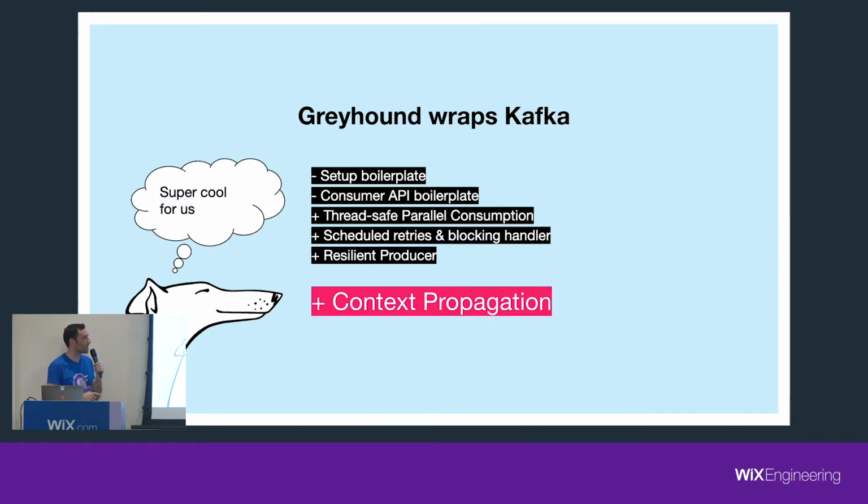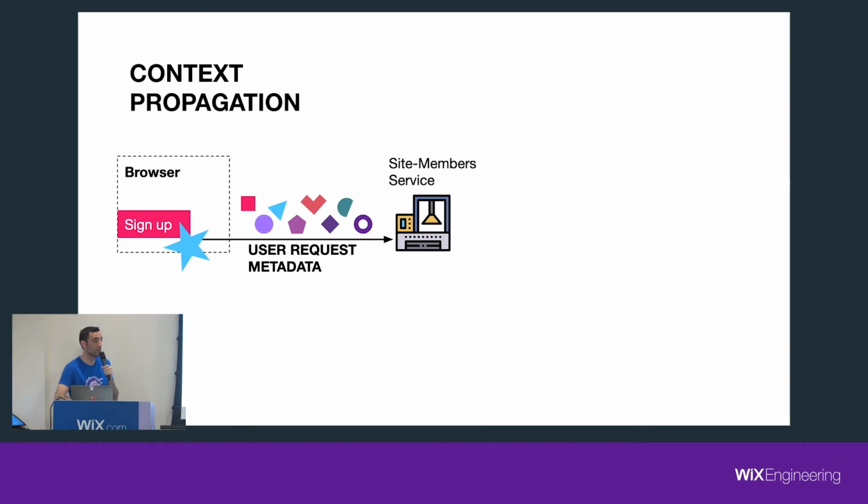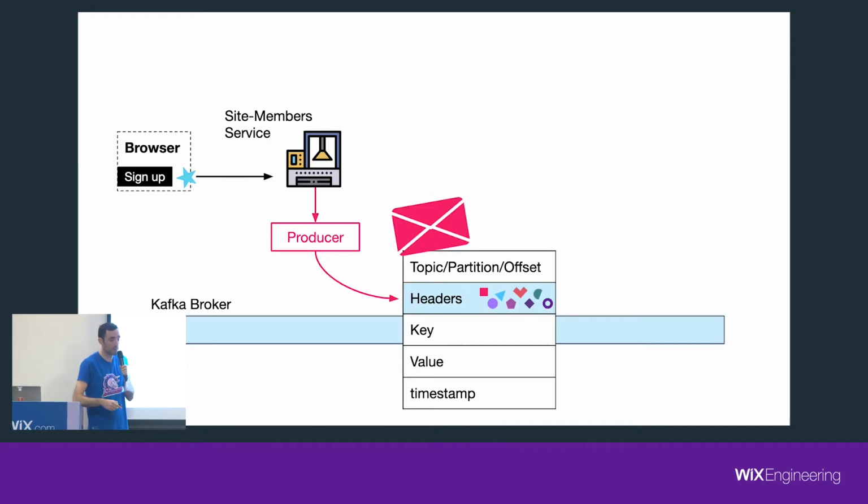One before last feature with Greyhound is context propagation, which is very important for us at Wix. Let's look at the following use case. We have a site visitor that wants to sign up for the site, and it has all kinds of information in the HTTP request, like what's the IP address, what's the geolocation, etc. So the request comes into the site member service, and at this point, the site member service will produce the message to Kafka for consumers of other services to handle.